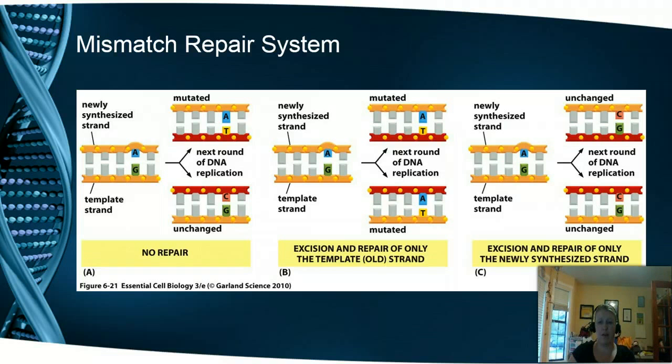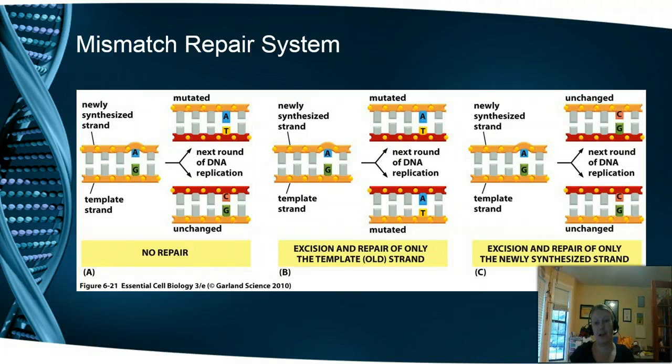However, in correcting these errors, they can sometimes correct the wrong error. So what you can see here in B is that the bottom, the template strand, is then replaced. So instead of a G, we're going to then have a T put on the bottom. And so this is then passed on to the next round. So now we have 2 entirely new strands that are mutated.